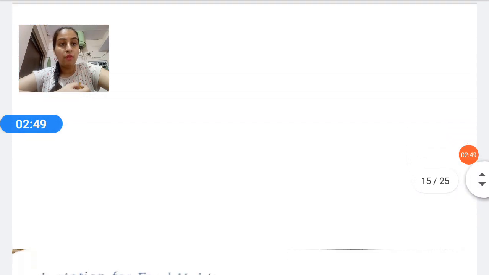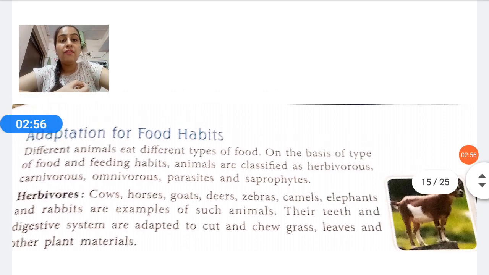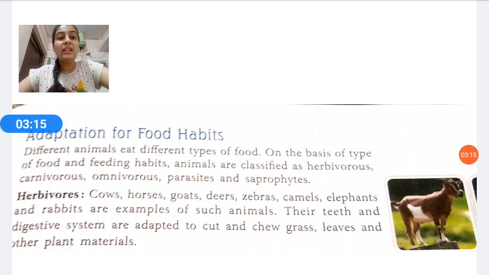Let's move forward to the adaptation for the food habits. Now we are going to discuss the food habits. Different animals eat different types of food. On the basis of type of food and feeding habits, animals are classified as herbivorous, carnivorous, omnivorous, parasites and saprophytes. So I am going to explain you in detail.